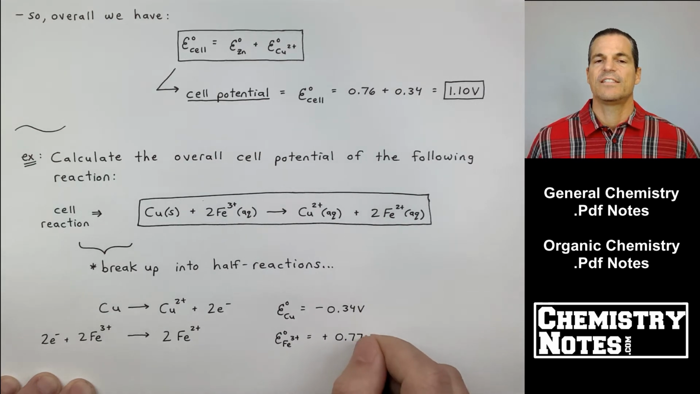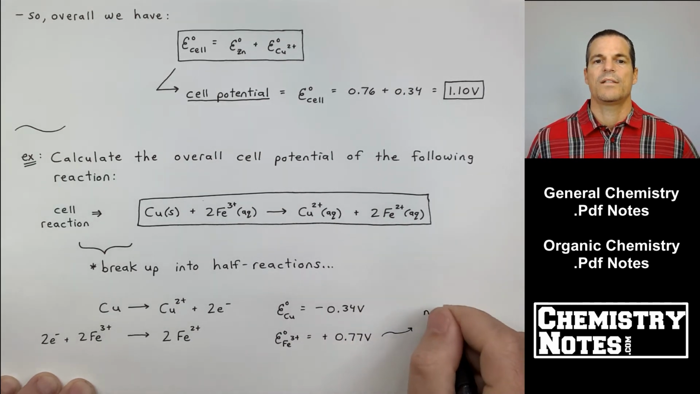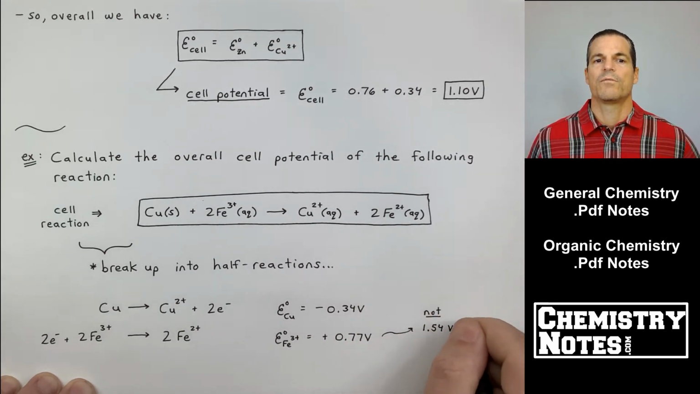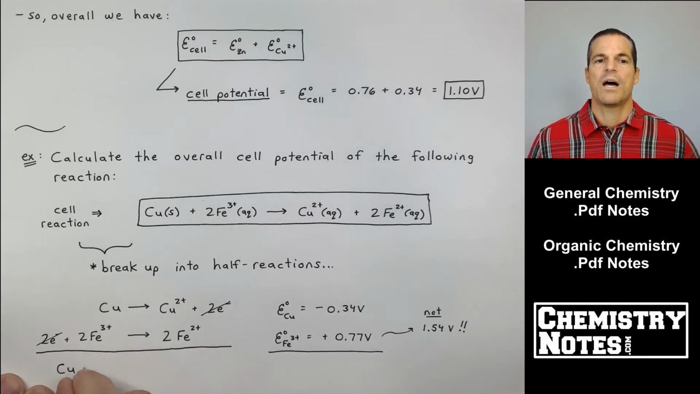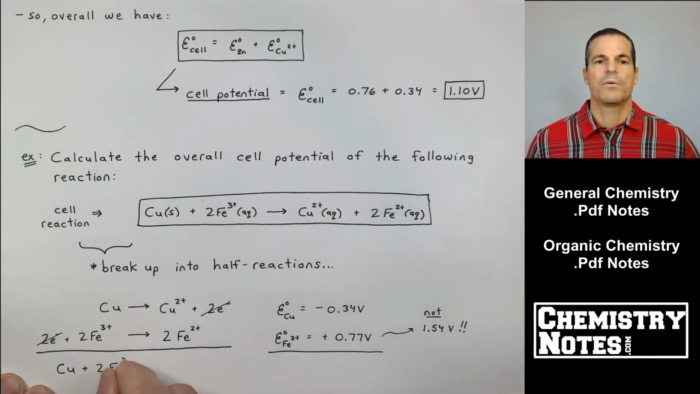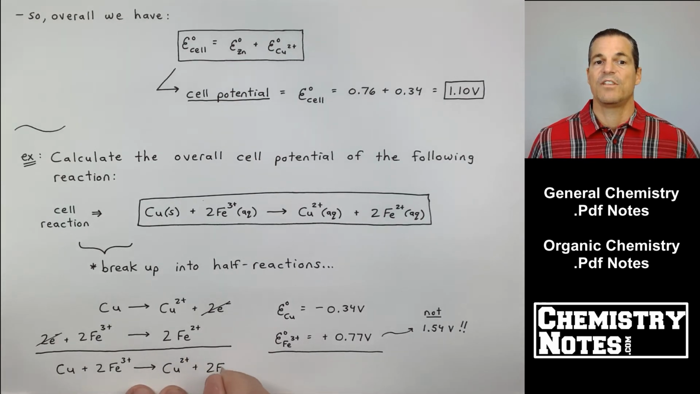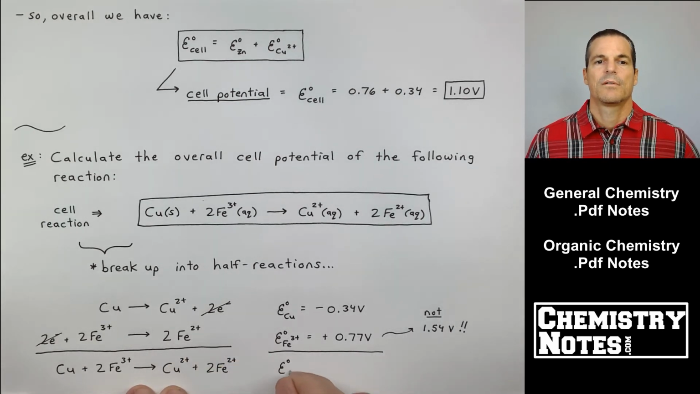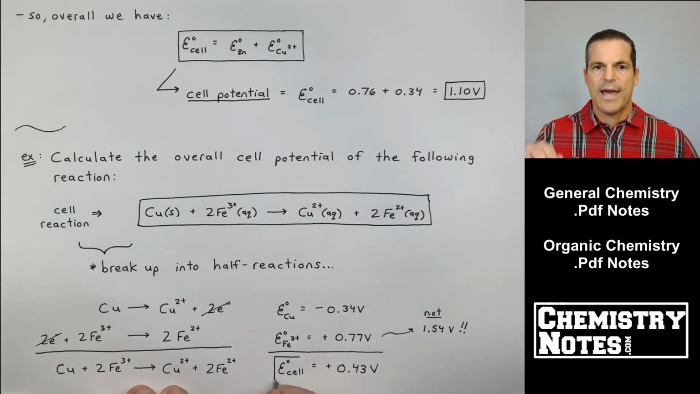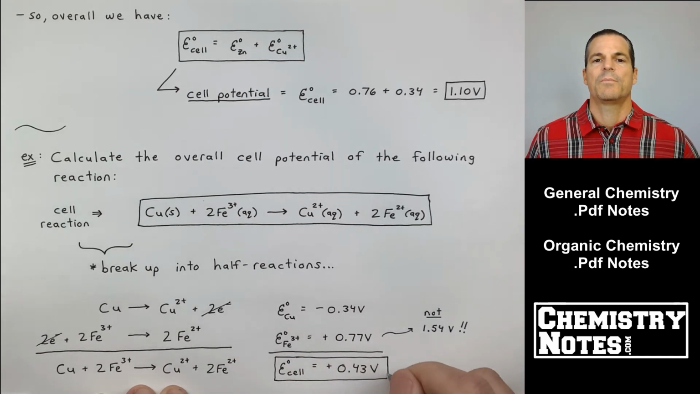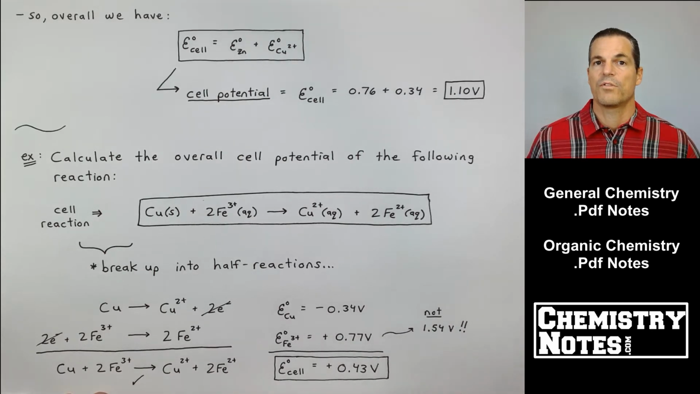So if I look these guys up in table 17.1, I get negative 0.34 volts for my copper oxidation, and I get 0.77 volts for my Fe3 plus to Fe2 plus reduction. Okay, put a line underneath everything, cross out the 2 electrons, add up my cell potentials, I get a cell potential of positive 0.43 volts.